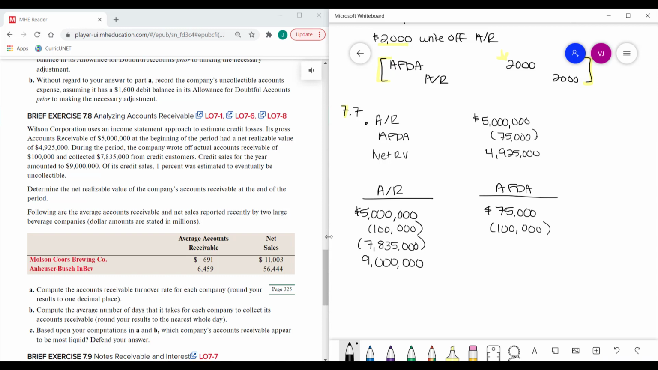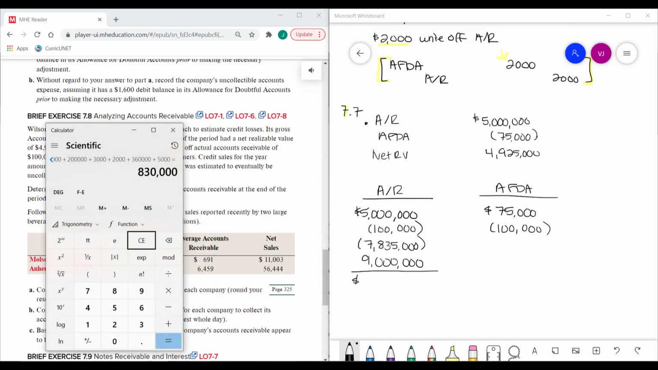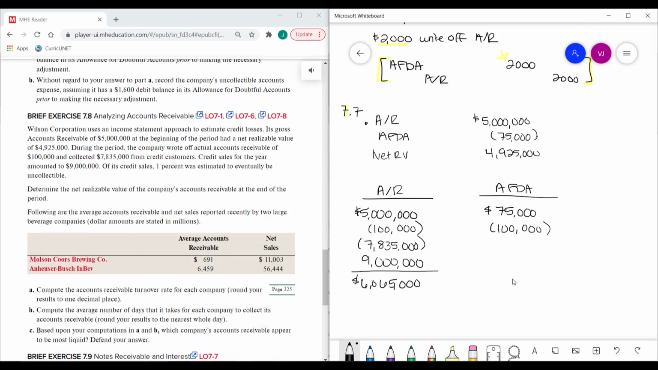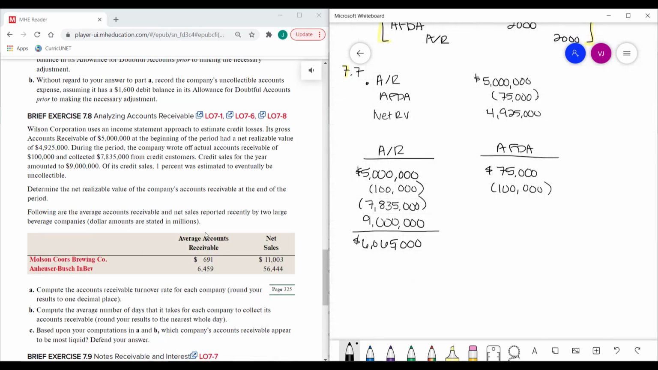So we want to figure out what the net realizable value is of the accounts receivable. We'll determine the allowance for doubtful accounts in a second, but let's first see what our accounts receivable is sitting at. So we have the $5 million plus minus the $100,000 minus the $7,835 plus the $9 million. So we're sitting at 6,665,000. Okay? But this problem is a little bit more involved than usual for the income statement approach.